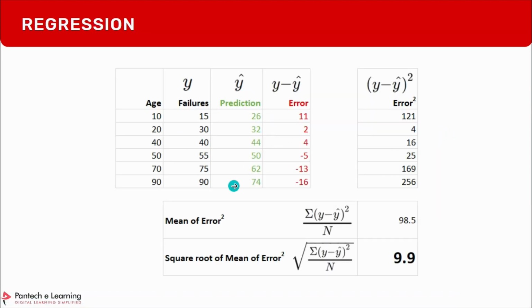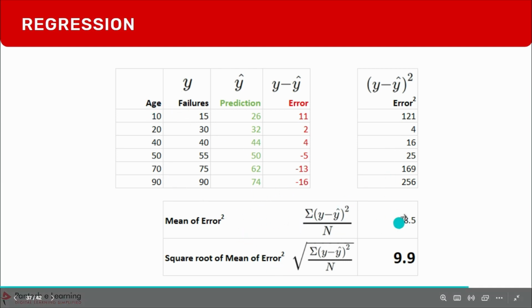So this is a simple example. This is your age and this is your output. And this is the prediction which has been given. What is the error? Original is 15, predicted is 26, error is 11. So like that they are calculating the error, and their square will be calculated. The summation of this divided by n, the total number of samples, will be the mean of squared error. And if you take a square root of it, you will get the root mean squared error.